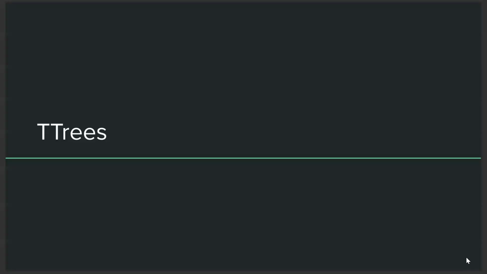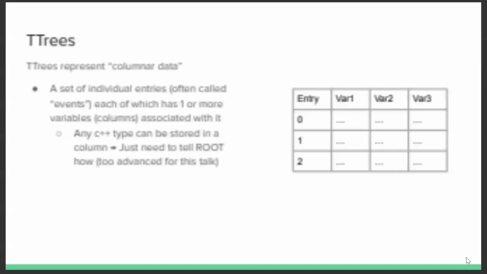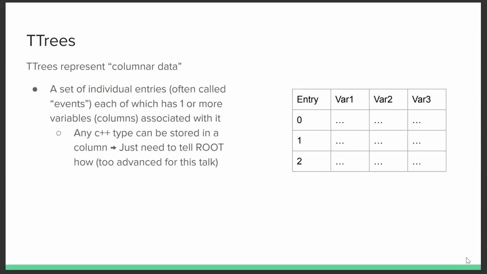Okay, so that's TH histograms and graphs, and now we'll go on to really one of the more powerful objects in ROOT called the TTree. Okay, so TTrees represent what's called columnar data, which is kind of like a spreadsheet with some sort of efficient assumptions made about how you want to actually access the data. It's a set of entries, also called events pretty often, each of which has one or more variables or columns, also called branches, that are associated with it.